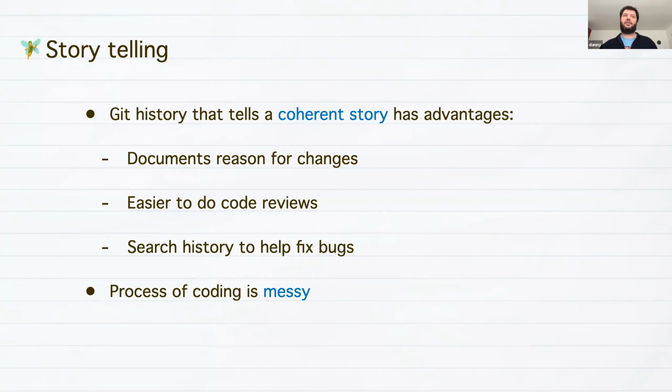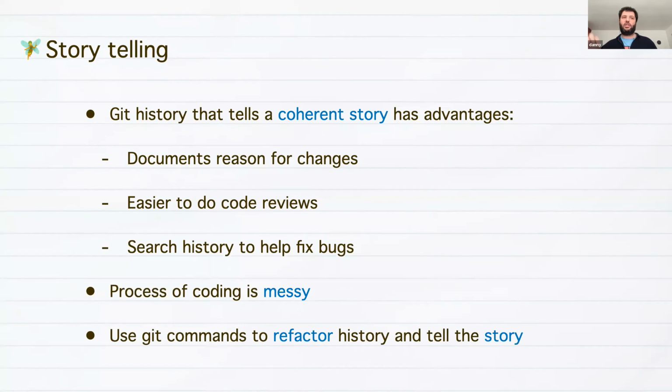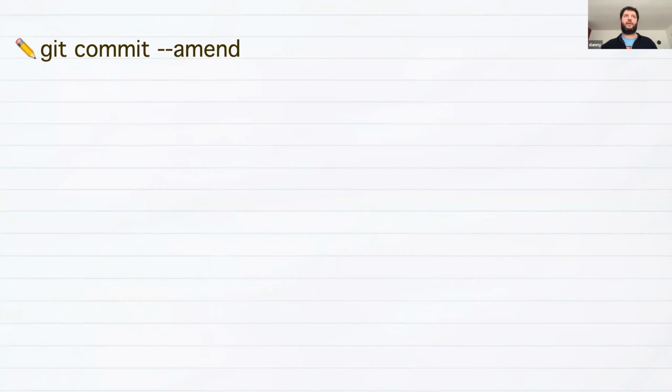The problem is that the process of coding is messy. So as you code, you change lots of things at the same time. And if you just commit as you go, it's quite hard to tell a story. So you can use Git commands to refactor your history and then tell the story of your project. So let's talk about some commands that allow you to change your history.